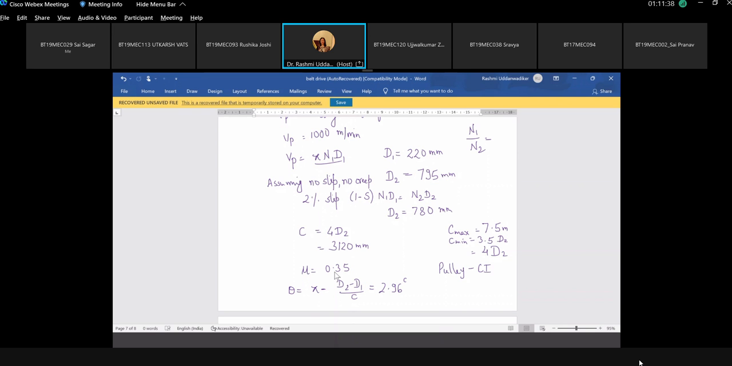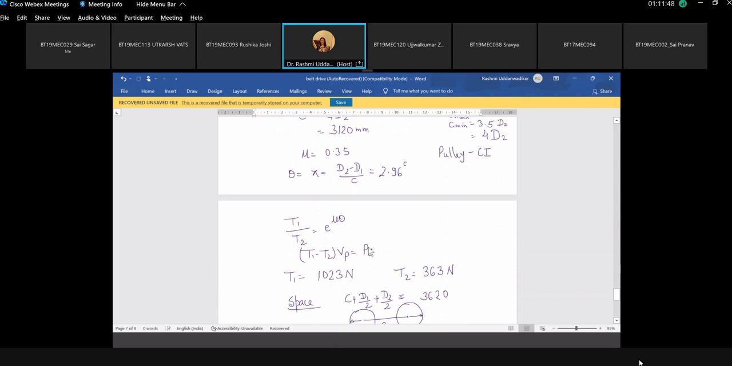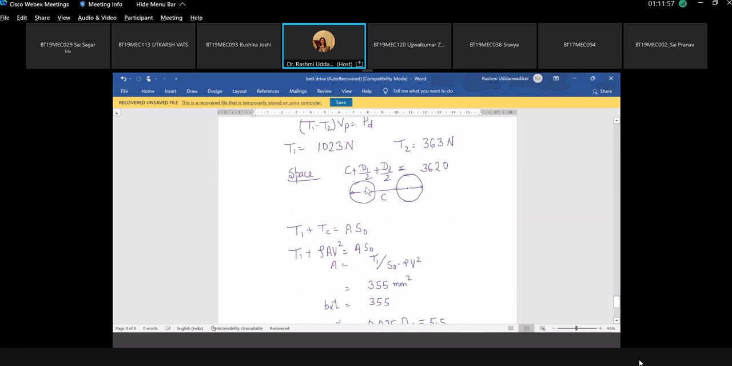Value of mu is given as 0.35. With both the diameters and center distance known, we can find out what is the angle of overlap theta. With mu and theta known, with Vp and Pd known, now we can find out what are the belt tensions T1 and T2.